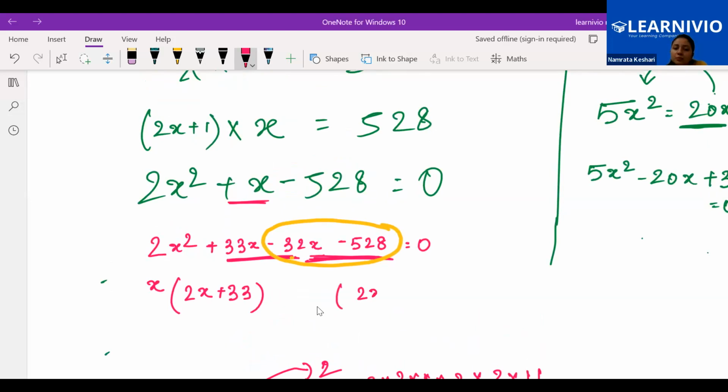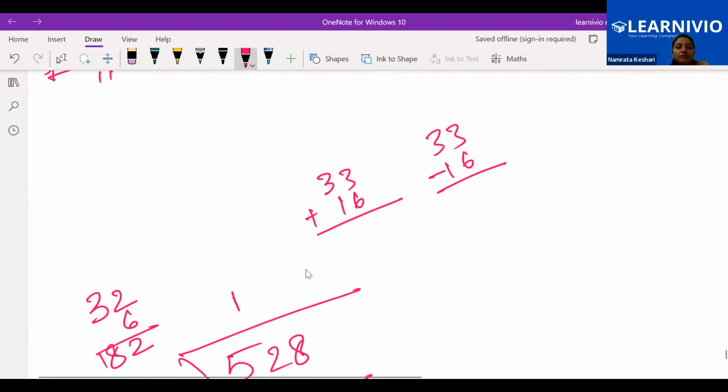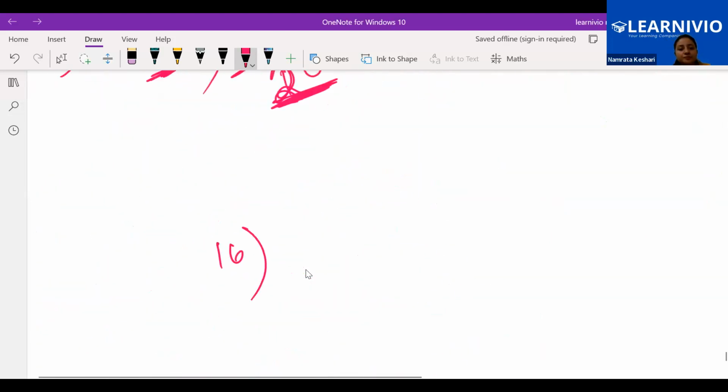Basically, we need 2x plus 33 in the other bracket also. Okay, 2x we need because in the first bracket we are having 2x plus 33. So the second bracket has to be 2x plus 33. Then only we will be correct. Okay, so we can take negative common. Fine. We can take 16 common. When you take 16 common, see, 16 can divide 528. Yes or no?